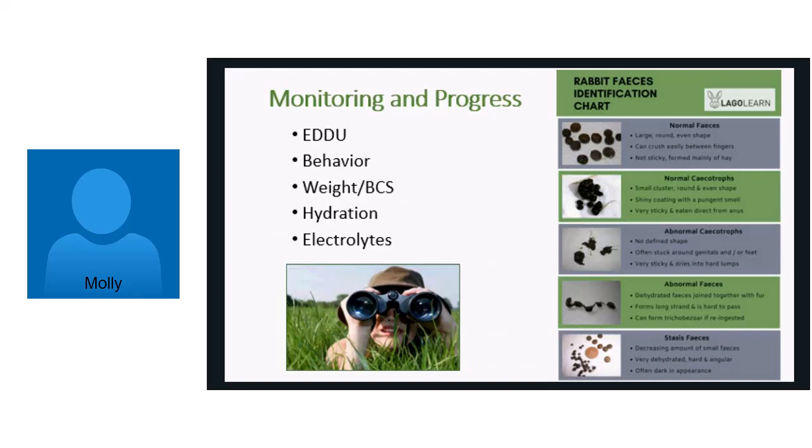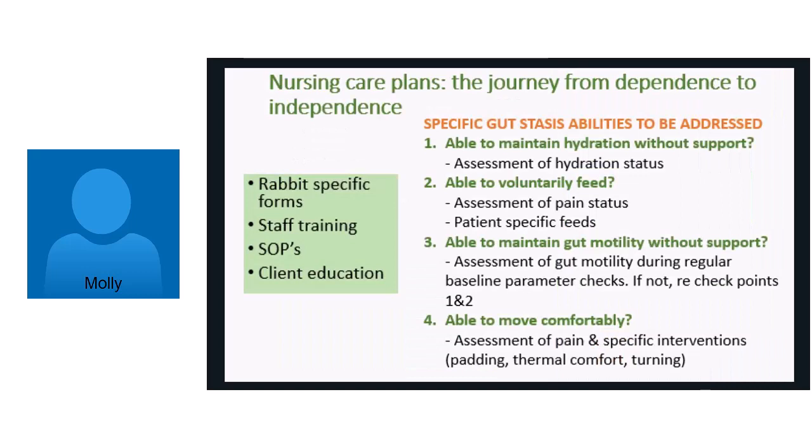So finally, we need to monitor the progress. So whether this animal is eating, whether its behaviour is improving, body condition score versus weight, very important, and looking at the hydration and the electrolytes. And again, looking at the type of feces that are being produced. Next slide, please, Charlie.